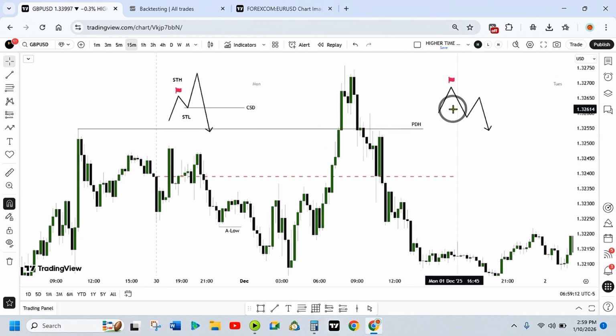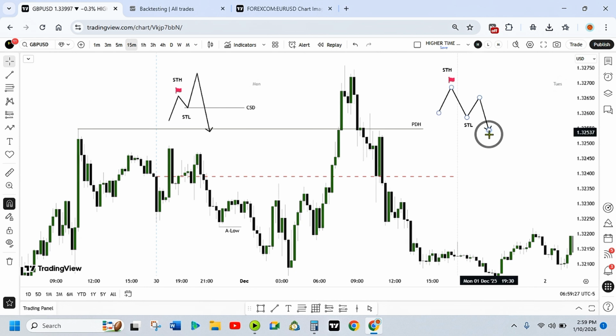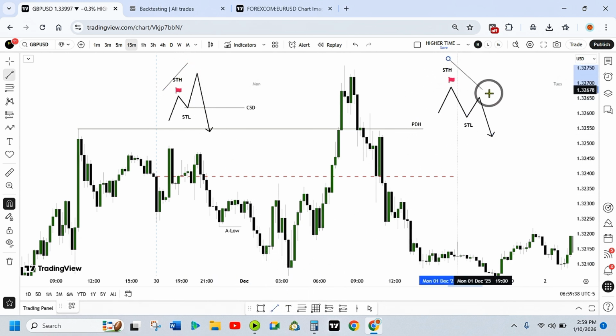But in the case of a low resistance liquidity run, price creates a short-term low but fails to go above the short-term high, and instead price comes down and breaks the short-term low again. So this is what a high resistance liquidity run is, and this one is what a low resistance liquidity run is. So how do you engage in this kind of price?